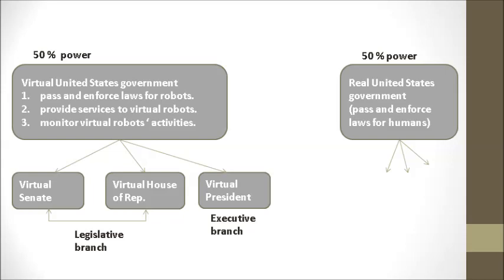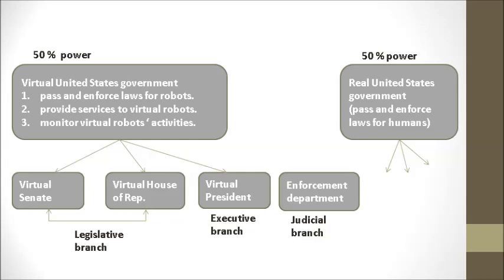Now, let's take a look at the overall system. The main function of the virtual government and real government is to govern two races, the human race and the robot race. The idea is to minimize conflicts between the two races and make sure humans and robots, alike, can coexist and live in peace and prosperity.